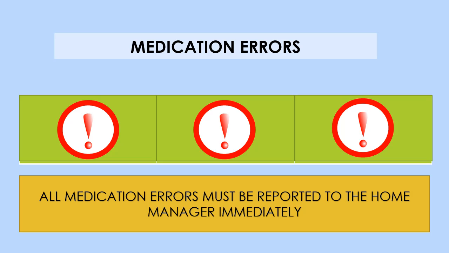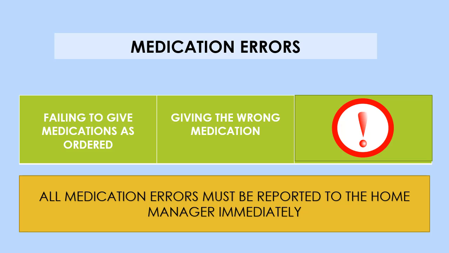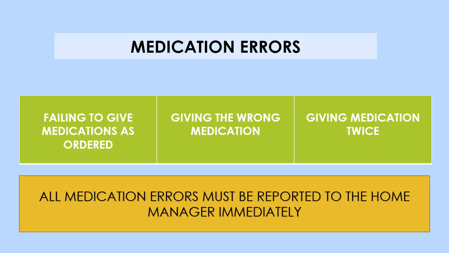The second type of errors are medication errors. They consist of failing to give a medication when ordered, giving the wrong medication, and administering a medication that has already been given and causes being over-medicated.